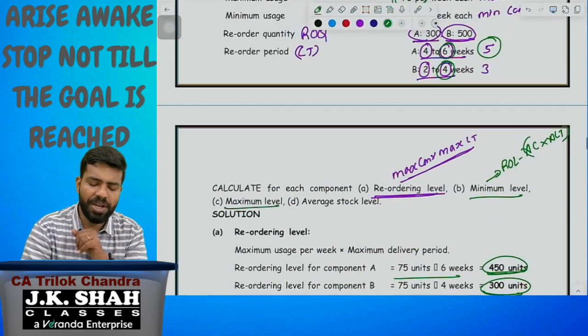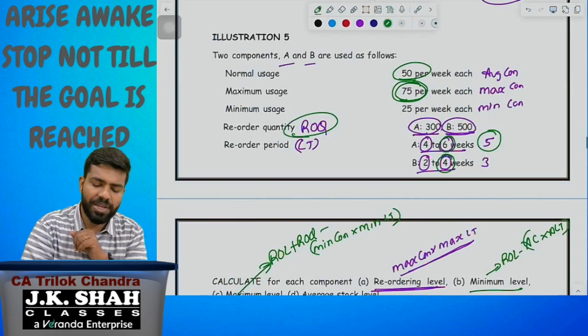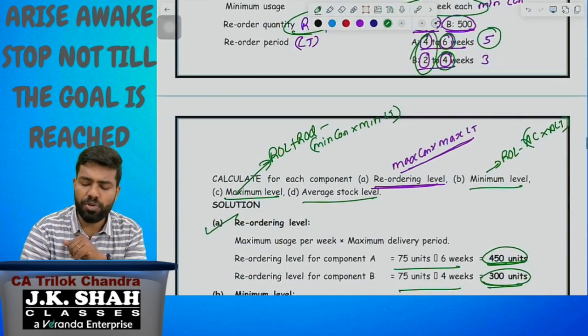Next, maximum level. What is the formula? Reorder level plus reorder quantity minus minimum consumption into minimum lead time. Reorder level we calculated in the first requirement. Reorder quantity is given here. Minimum consumption is 25 and minimum lead times are 4 and 2. Using this information we can calculate the maximum level. Straightforward question. Average stock level, as I told you, has two formulas.